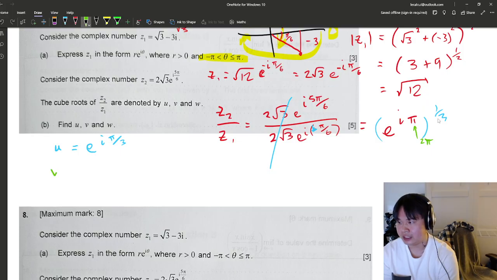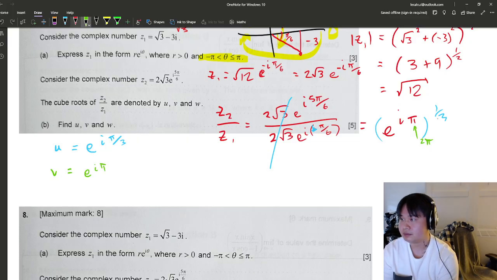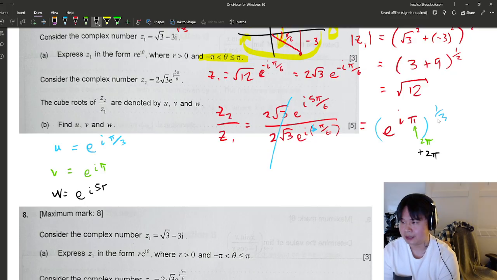So for v, this is pi plus 2 pi is 3 pi, and then divided by 3 is just pi again. And then for w, we're going to add another 2 pi. So that makes 5 pi. And then 5 pi divided by 3 is 5 pi over 3.